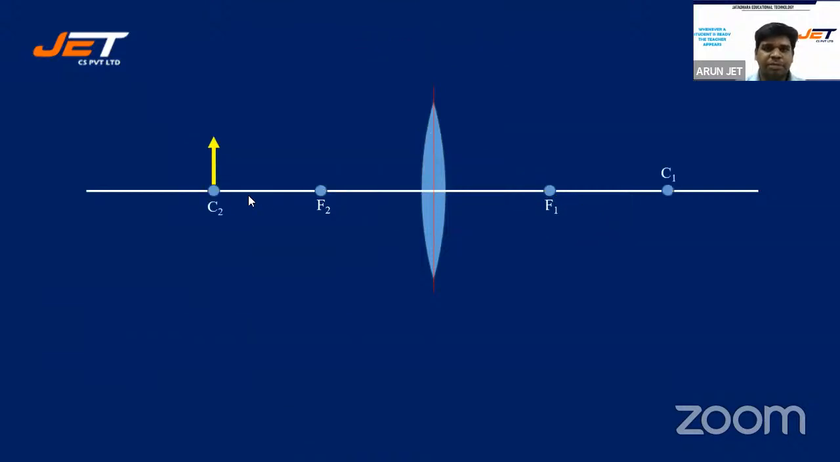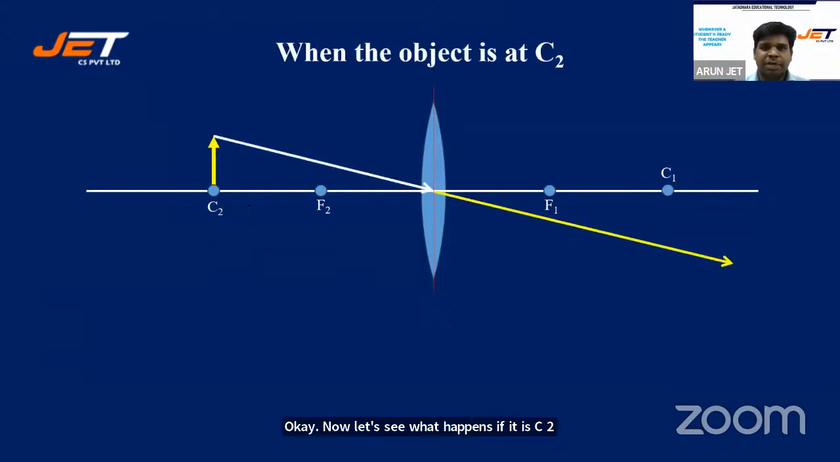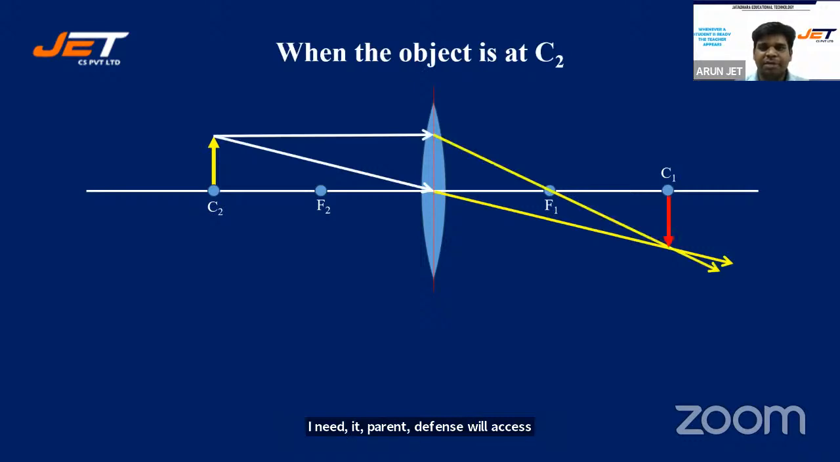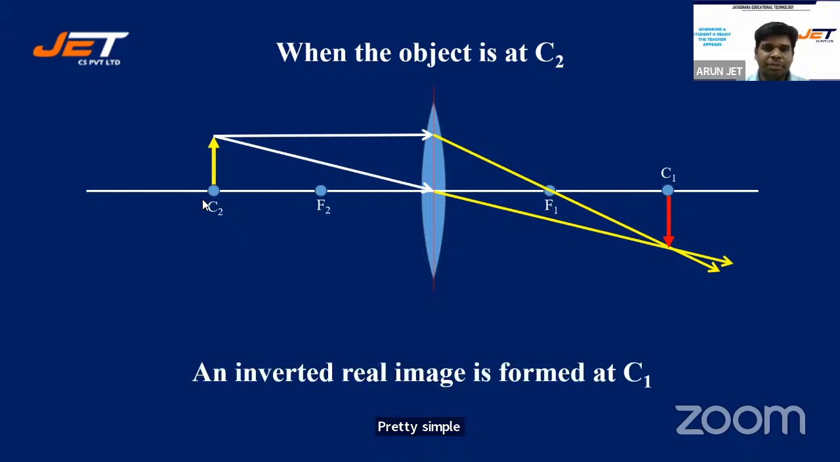Okay. Now let's see what happens if the object is at C2. Undeviated, parallel to the principal axis, passes through F1. The image is exactly at C1 and inverted. Same size and inverted. Pretty simple. An inverted real image is formed at C1.